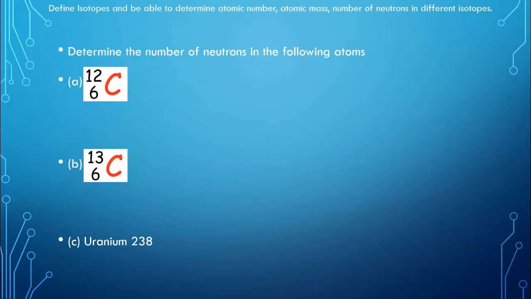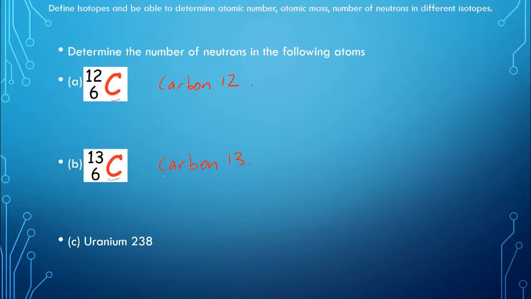Okay, have a go at these ones here, guys. Determine the number of neutrons in the following atoms. So we have carbon, what we call carbon 12. The second one we've got is carbon 13. So carbon 13, that's also a stable isotope of carbon.